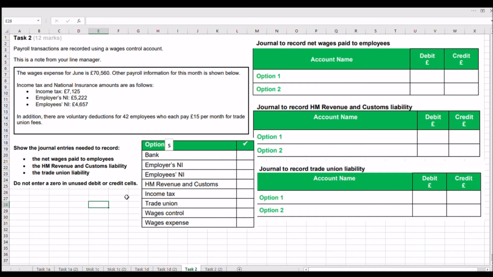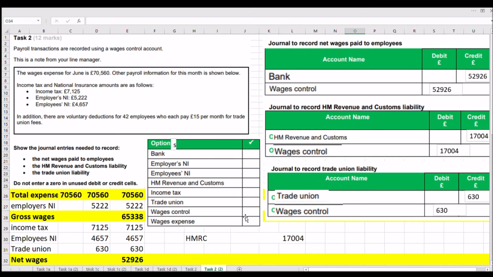Okay, so that's time on this question. Let's now go through how to answer it. The wages control question is one where we've got 12 marks, and students often actually get nothing on this question. The reason why is because they're trying to invent their own little ways of coming up with the answers to this one.